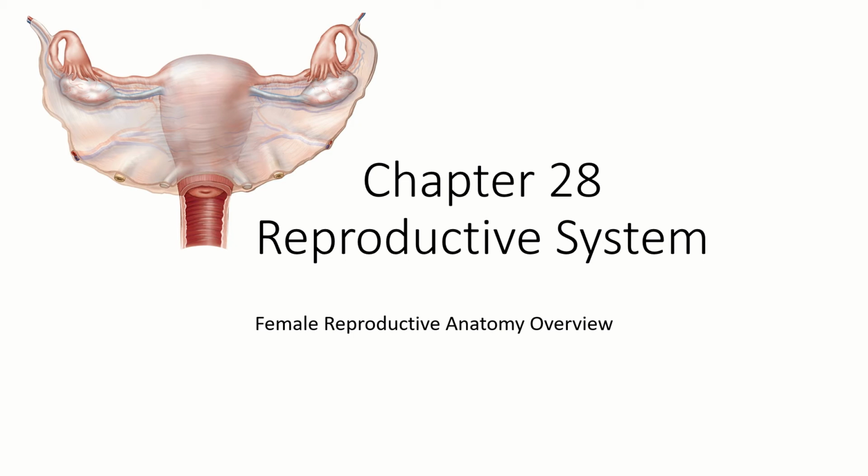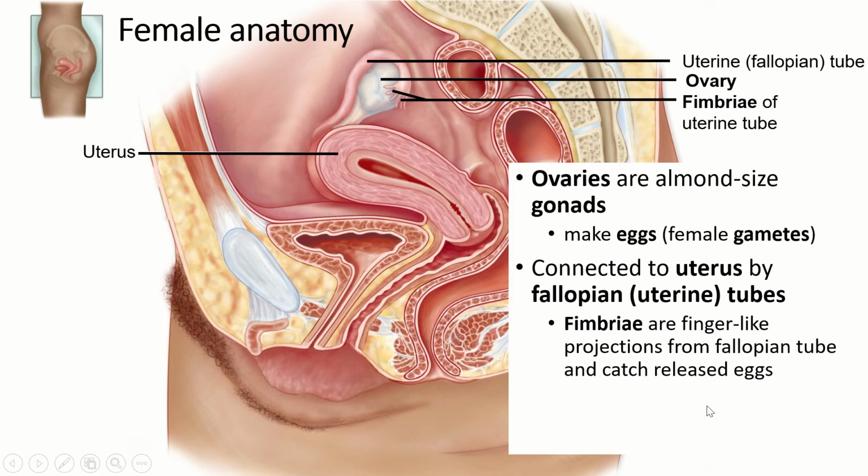seen in different ways. So let's start with this sagittal section through the female body. The ovaries are the actual gonads. That's where the eggs are going to form. The eggs are the female gametes. Remember that from the beginning of this chapter. The ovary is connected to the uterus by the fallopian tube, that's this tube here. It's also called the uterine tube.